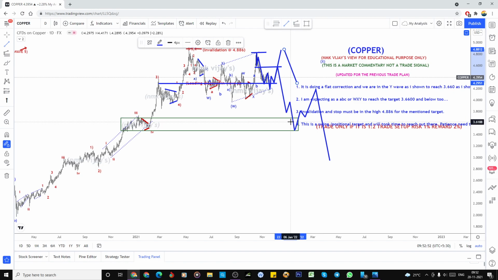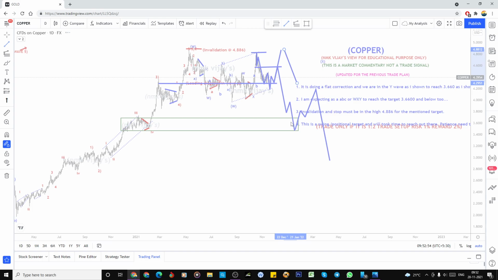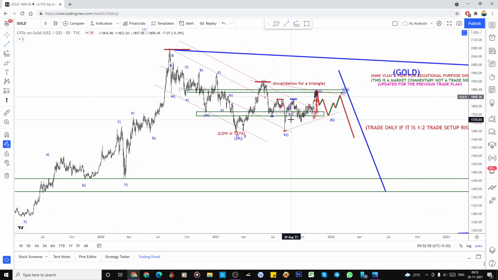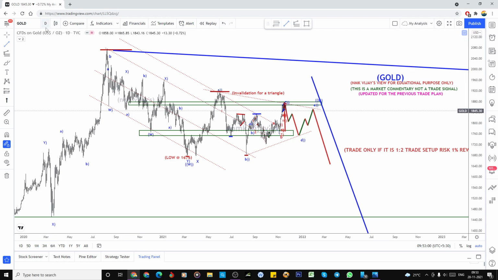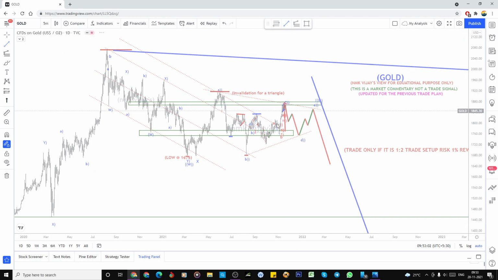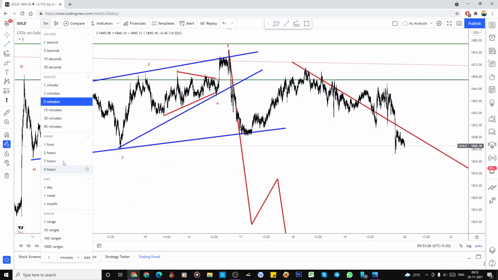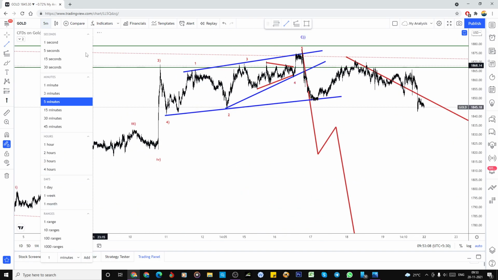So let's move on to gold. That is a beautiful trade, and I already shared that view. It's a perfect view, and I am very happy and very proud as an Elliottician. I already shared this view.